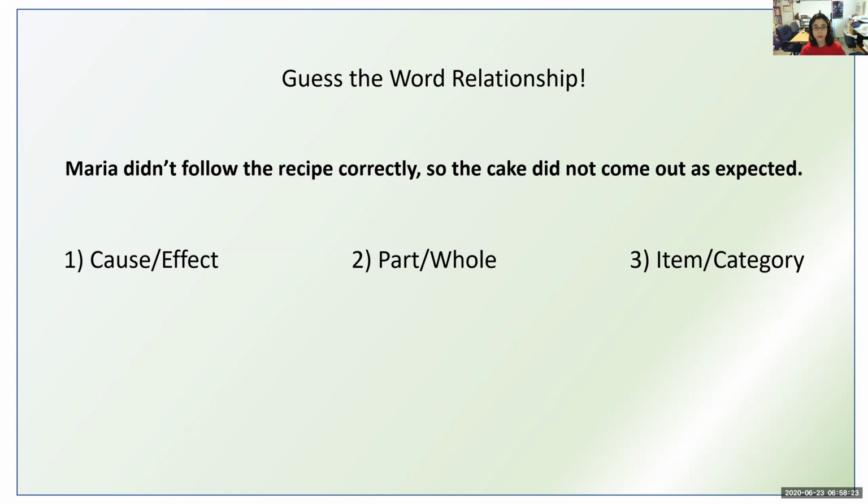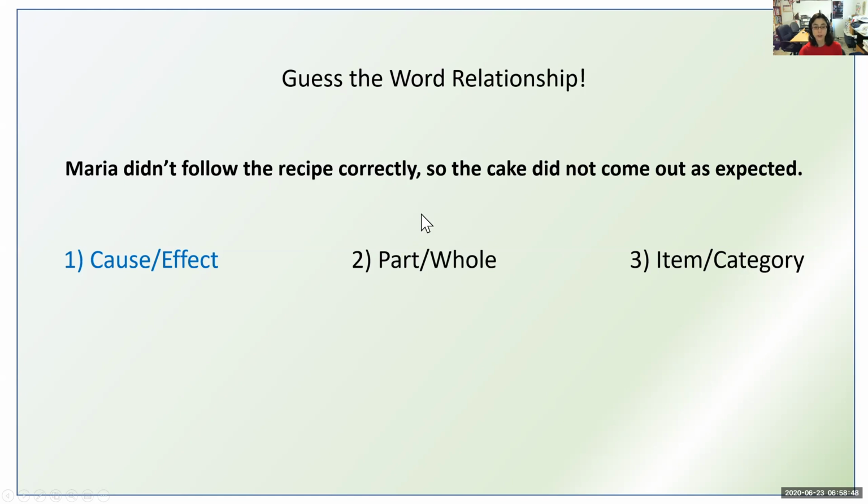All right, so for this one, it is going to be a cause-effect relationship, and that's because we immediately have that keyword "because": Maria didn't follow the recipe correctly. That's our cause for what's about to happen. And what was about to happen is that the cake did not come out as expected, which is our effect. So the cake did not come out as expected because Maria didn't follow the recipe correctly.